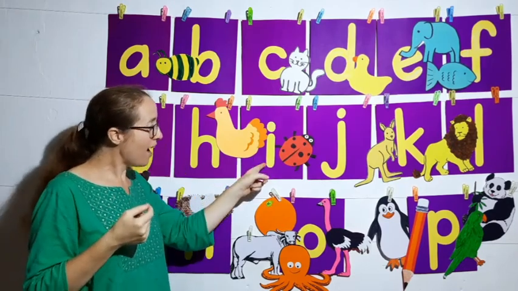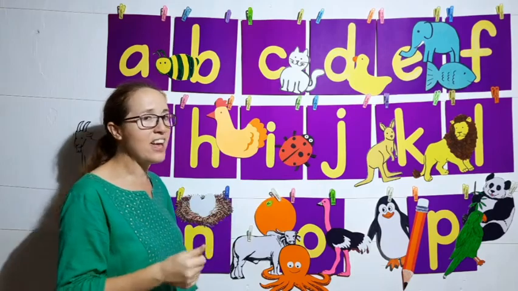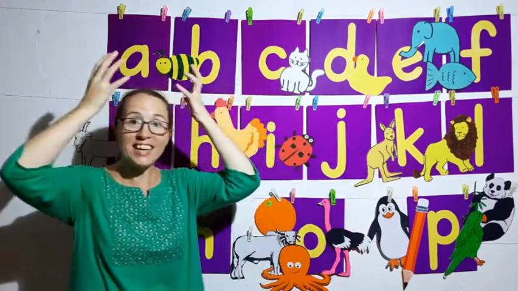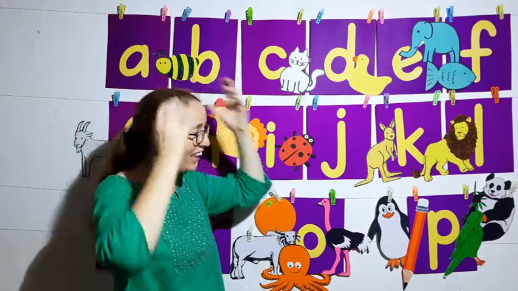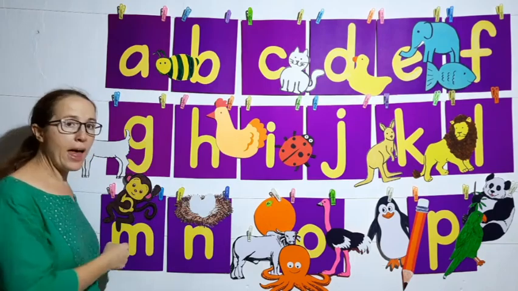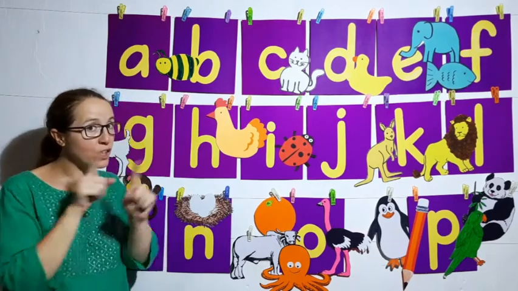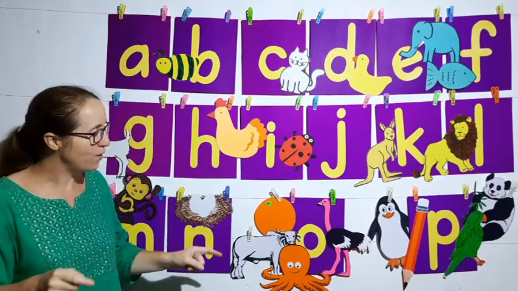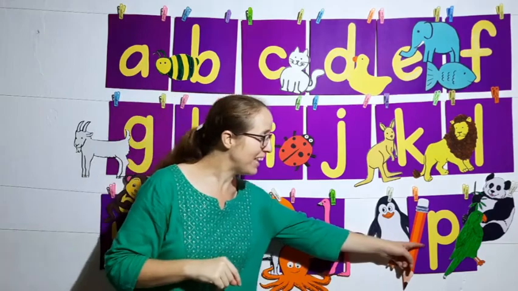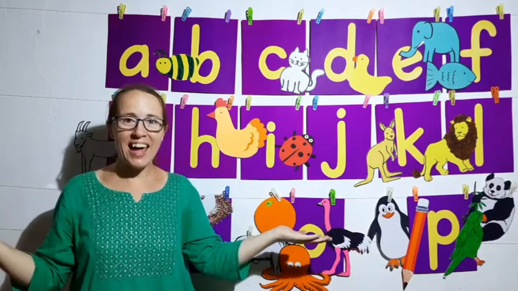I is for in. J is for juice. K is for king. L is for look. M is for man. N is for no. O is for on. P is for play. We can play every day.